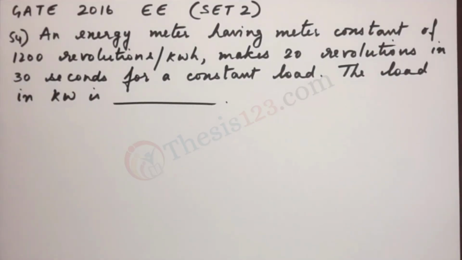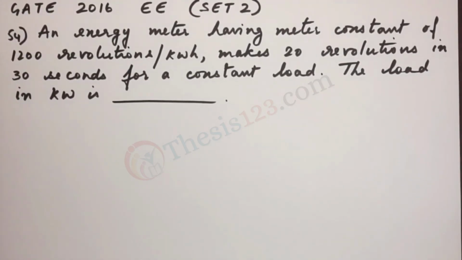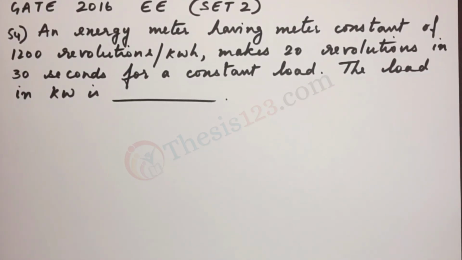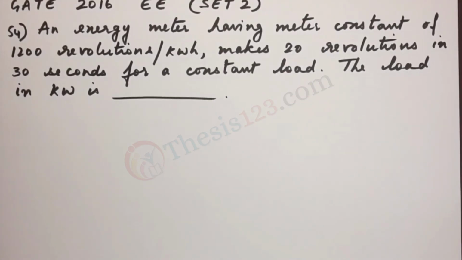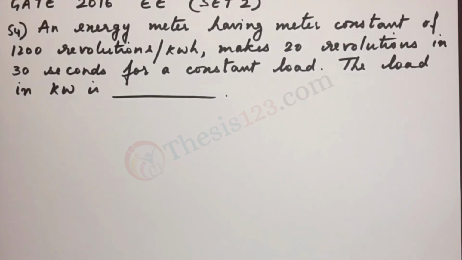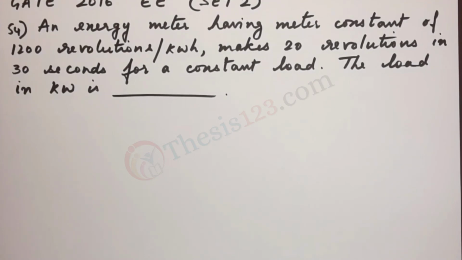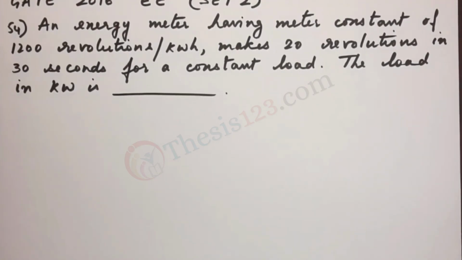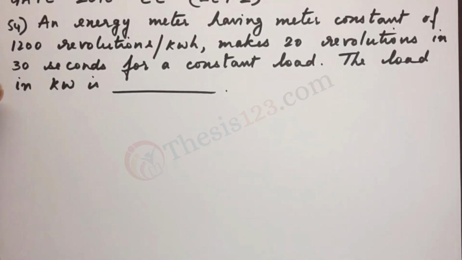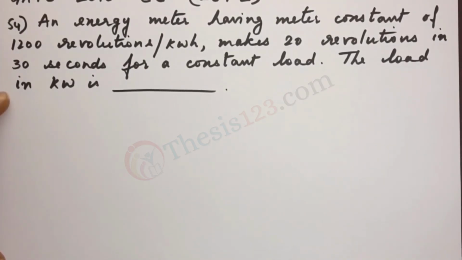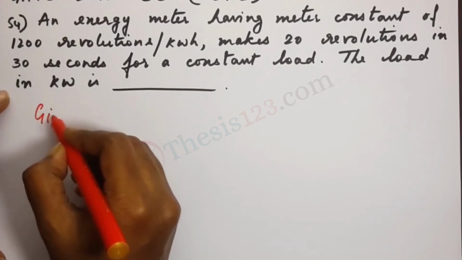Here's the next question, number 54. An energy meter having meter constant of 1200 revolutions per kilowatt hour makes 20 revolutions in 30 seconds for a constant load. The load in kilowatts is dash. Okay, so this is not a multiple choice question and we need to figure out by working it out. So let's write down what's given to us first.